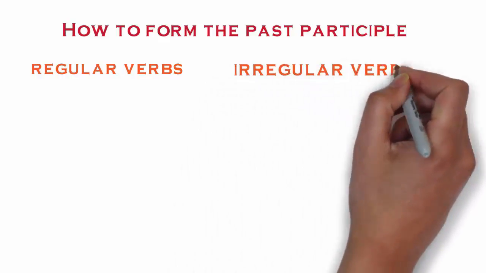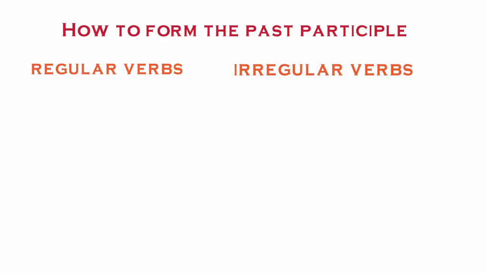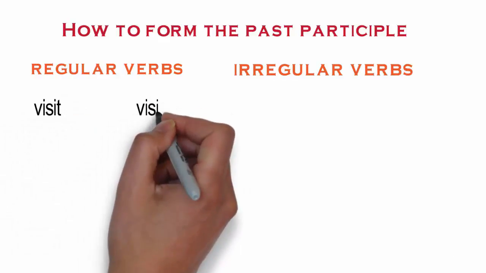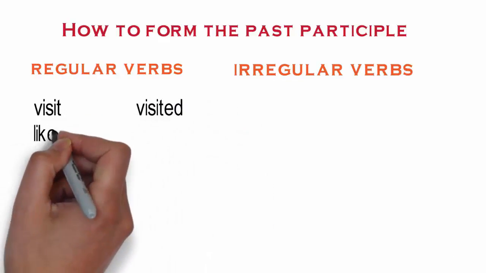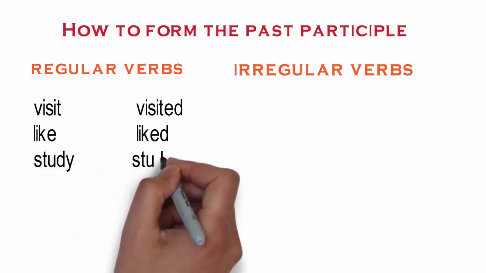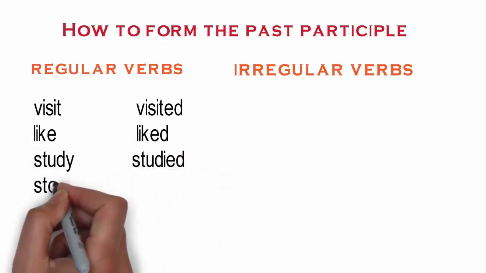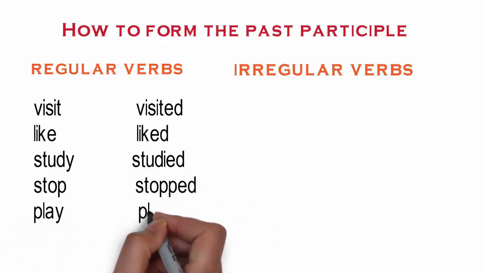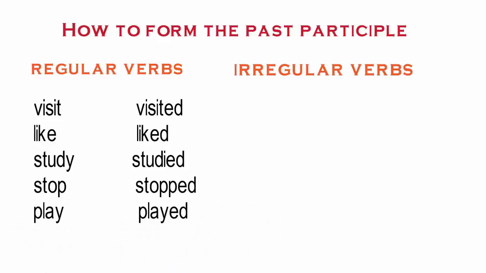By regular, we mean they just follow the rule. The rule of forming the past participle is by adding ed to the end of the verb. For example, visit, visited. Here you change the verb to the past participle by adding ed. What about like? Like, liked. The verb already ends in e, so we just add d.